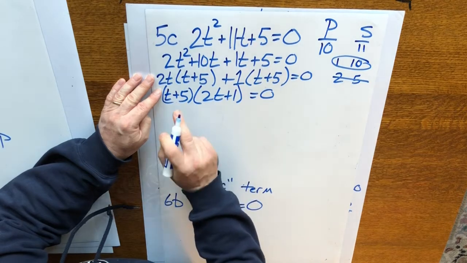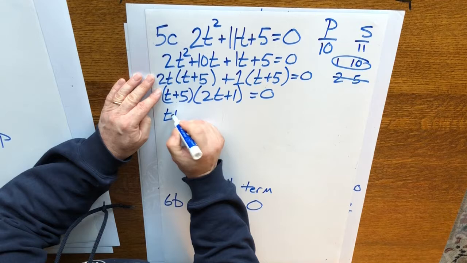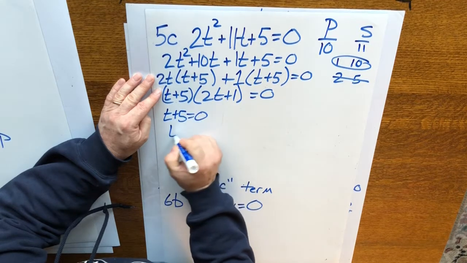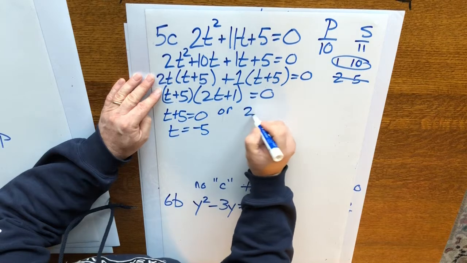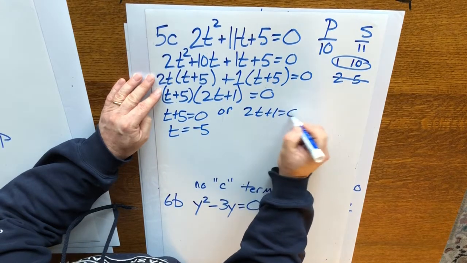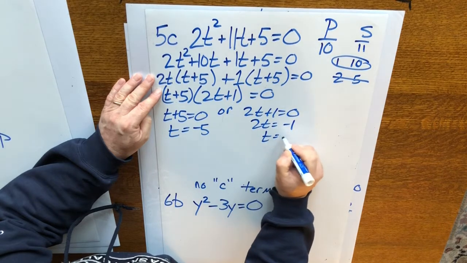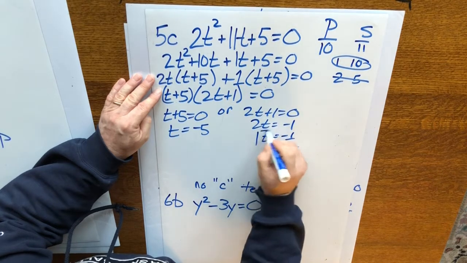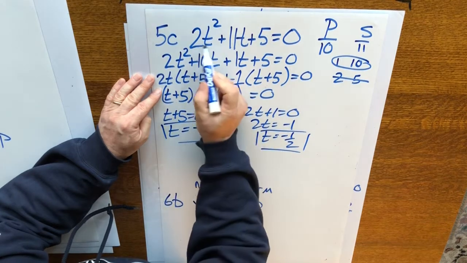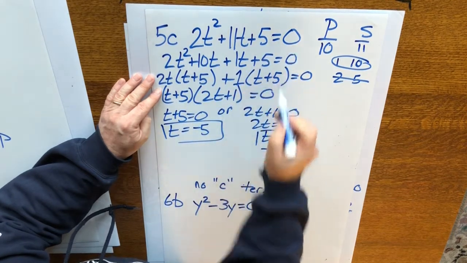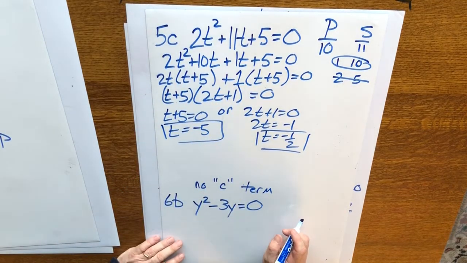Now it's factored. One factor times another equals 0. So either t plus 5 equals 0, meaning t equals -5, or 2t plus 1 equals 0. 2t equals -1, t equals -1/2. So either of these numbers substituted into the original equation for t will make it equal to 0. Two solutions to this quadratic equation.